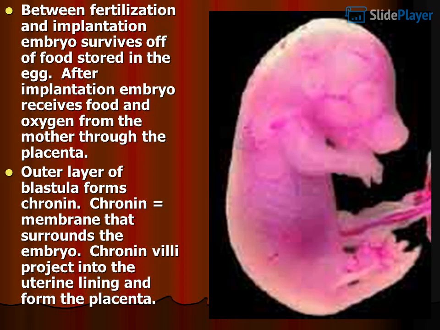Between fertilization and implantation, the embryo survives off of food stored in the egg. After implantation, the embryo receives food and oxygen from the mother through the placenta. The outer layer of the blastula forms the chorion. Chorion equals membrane that surrounds the embryo. Chorionic villi project into the uterine lining and form the placenta.